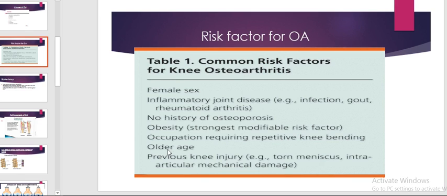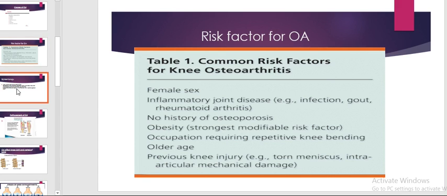Then there is older age, which I already mentioned. Old age means that the bone becomes weak and the cartilage becomes weak, so it eventually leads to osteoarthritis. Then there is a previous knee injury like a torn meniscus or intra-articular mechanical damage. Intra-articular mechanical damage means mechanical damage between the articulation. The damage can be anything, so it can also be a risk factor.